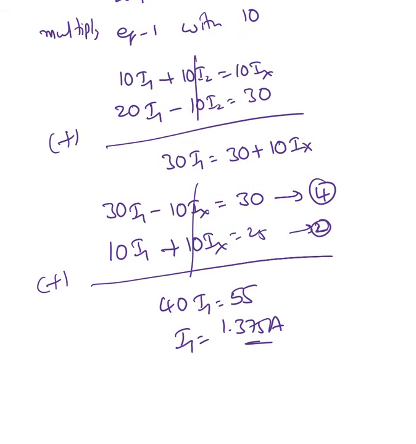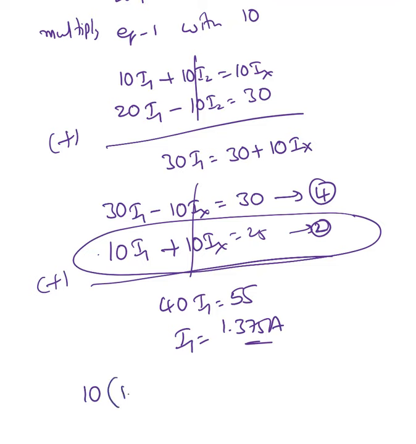But our goal is finding Ix. So I'm going to substitute the I1 value in equation 2. So 10 times 1.375 plus 10 times Ix, which we don't know, equals 25. So 10 Ix equals 25 minus 13.75.